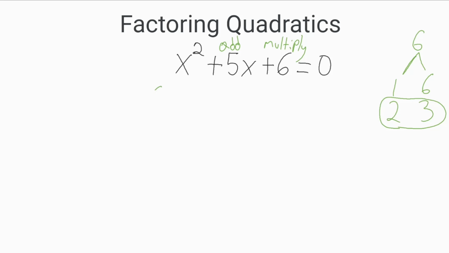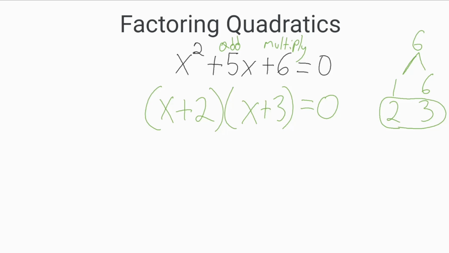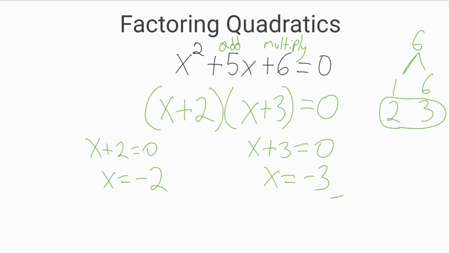So to write out the factors, it will look like this: x plus 2, x plus 3, and then we're going to drag down our equals 0. These are our roots to our quadratic, but in order to solve it, I need to take each one of these and set it equal to 0. So x plus 2 equals 0, and x plus 3 equals 0. Now I need to solve each one. Well, this will give me -2, and this one will give me -3. These are our solutions.